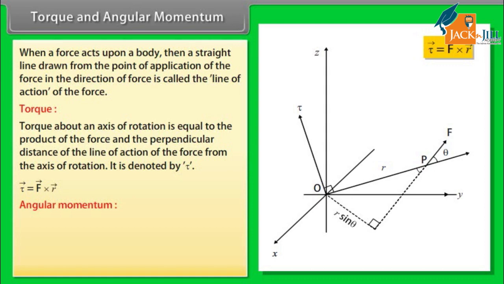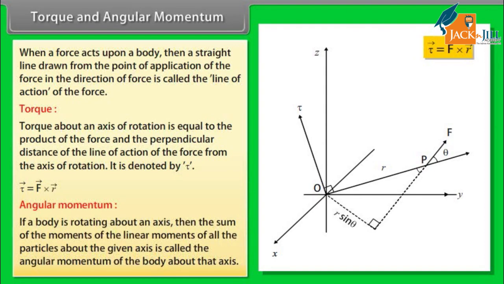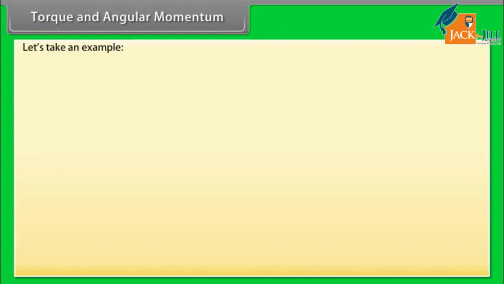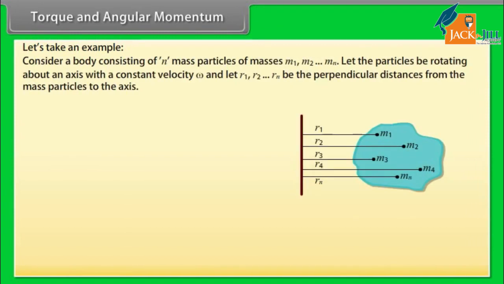Angular momentum. If a body is rotating about an axis, then the sum of the moments of the linear momenta of all the particles about the given axis is called the angular momentum of the body about that axis. Let's take an example. Consider a body consisting of n mass particles of masses m1, m2 and so on till mn. Let the particles be rotating about an axis with a constant velocity omega, and let r1, r2 till rn be the perpendicular distances from the mass particles to the axis.